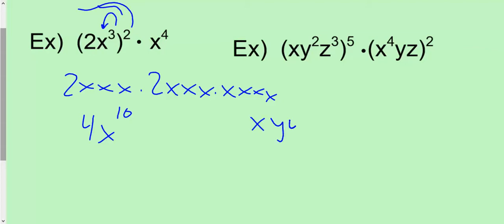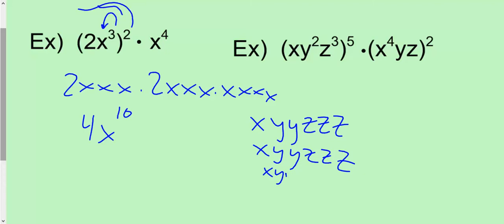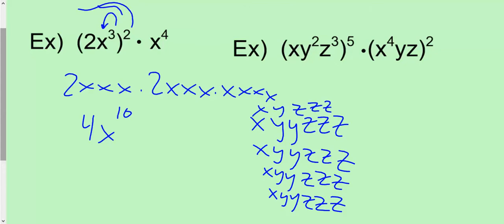All right, this one's going to be pretty intense because I have to write that out 5 times. I should have picked a smaller number. And then I have to write this out only twice, so that's kind of nice. Is this tedious? Sort of.